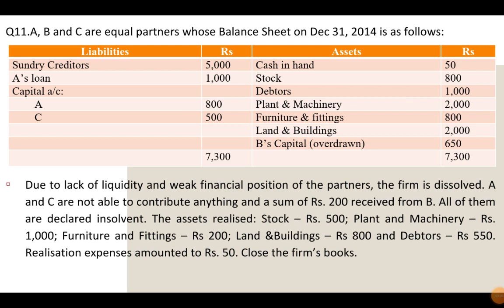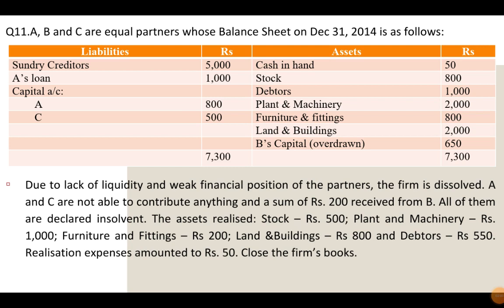Okay, so in this particular question, you will notice that they've given specifically that all of the partners are declared insolvent. There is no partner who is capable of bringing in money in order to pay off anything extra. So generally when we close the books, we have realization account, partners capital account, and cash account. But under this situation, we also have to prepare an additional account, which is our deficiency account. We have to prepare it because A and C are not able to contribute anything, and all of them are also declared insolvent.